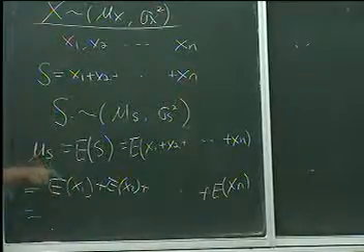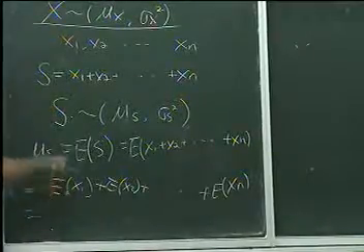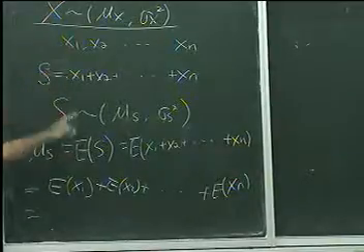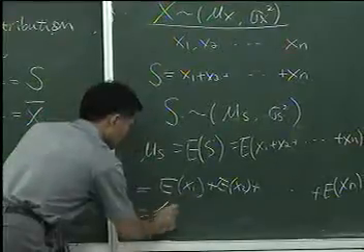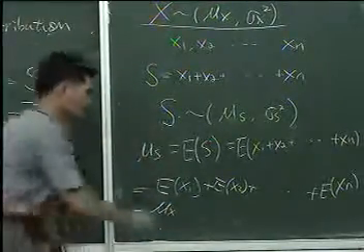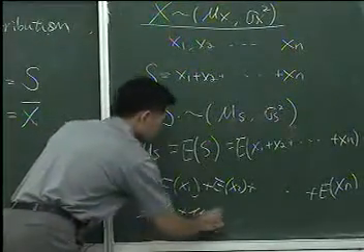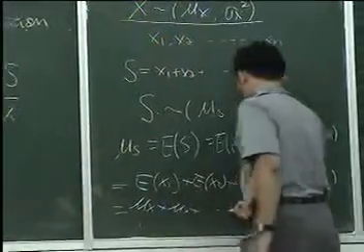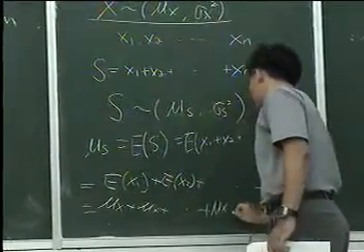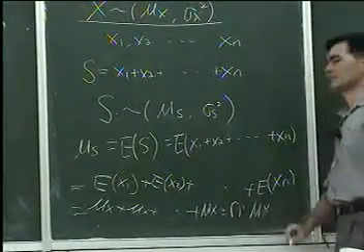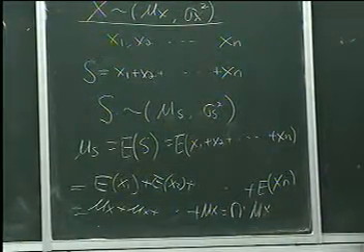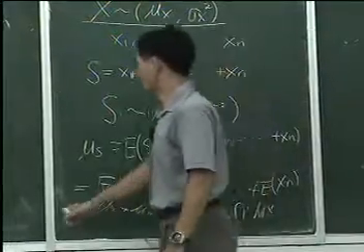Because this is any sample from the population, right? So on average, what should we get? We should get mu x, right? The same thing, mu x. And this one, the same thing, mu x. So what do we get? We get n times mu x. Okay? Any questions?